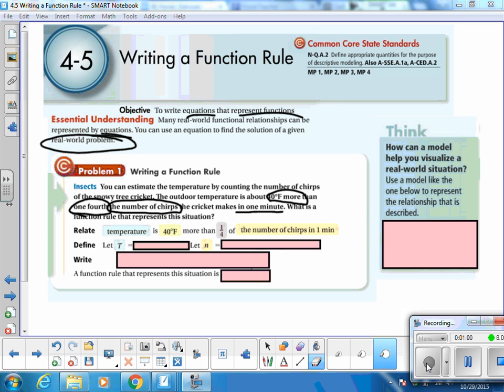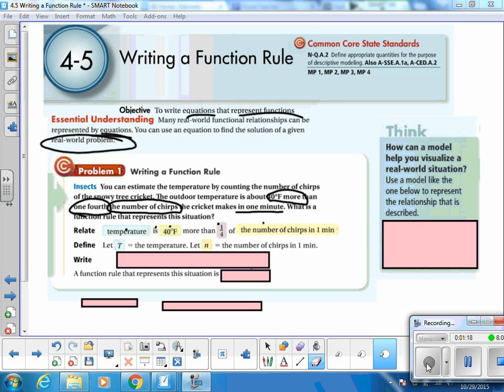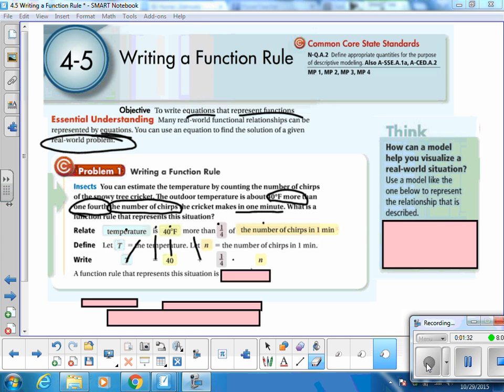When I think of taking out the extra words, I'm seeing that the temperature is 40 degrees Fahrenheit more than 1/4 of the number of chirps in 1 minute. So we're going to write our let statement. Let T be the temperature, let N be the number of chirps that happen in 1 minute. And our equation plays out like this. The temperature is 40 degrees more than, so we're going to be adding this on, 1/4 of the number of chirps.